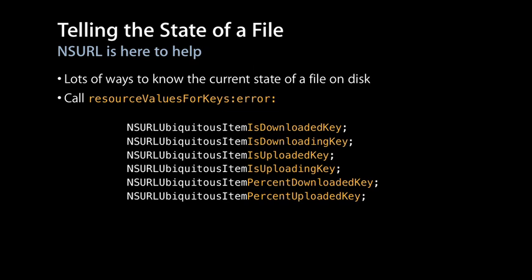When it comes to telling the state of a file, NSURL has a lot of help to provide. You might, for example, want to show the user that a file is uploading or downloading, or what percent it may be complete. So NSURL has a method called resourceValuesForKeys, and there are a bunch of new keys defined for working with iCloud. For a given item, you can find out: is it downloaded? Is it downloading? Is it uploaded? Is it uploading? And what percent is it finished going either up or down? This gives you a chance to provide up-to-date user interfaces so your users know exactly what's going on with their files.